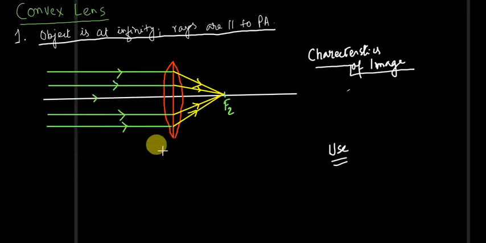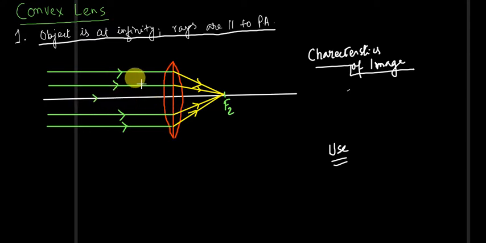Okay friends, so now we will be doing the convex lens. So one by one we will go through the ray diagrams right now. So first of all we will take the convex lens. Our first case is object is at infinity. So object is at a very far place from the lens. It is at infinity and the rays coming from it are parallel to the principal axis.